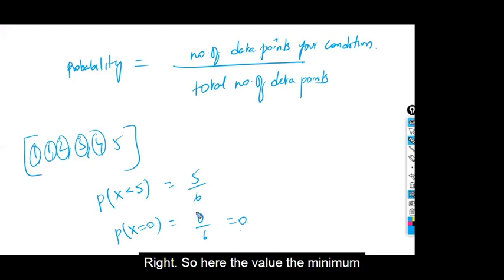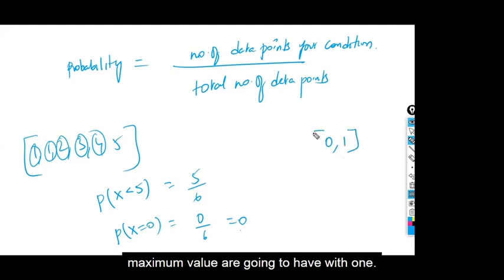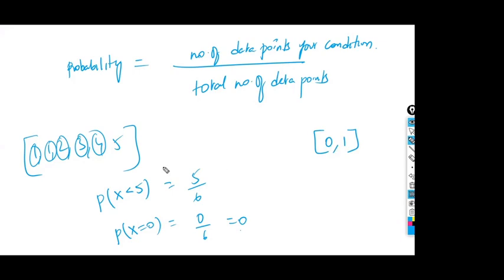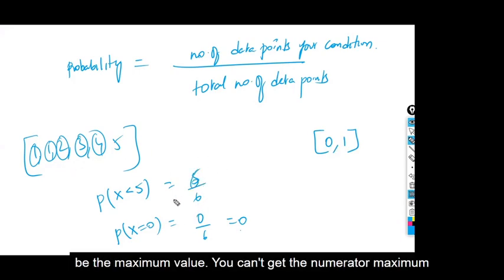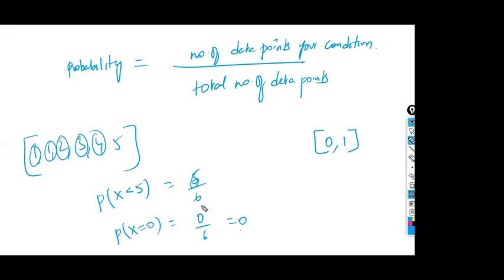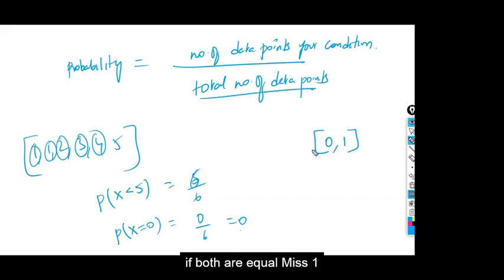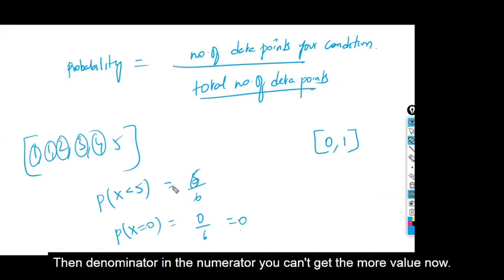So here, the minimum value you are going to have is 0 and the maximum value is 1. Even if everything satisfies, it is 6 by 6 only. The denominator is the maximum value. You can't get a numerator larger than the denominator. The denominator is the total, and if both are equal, it means 1.